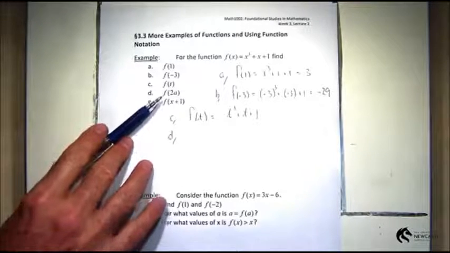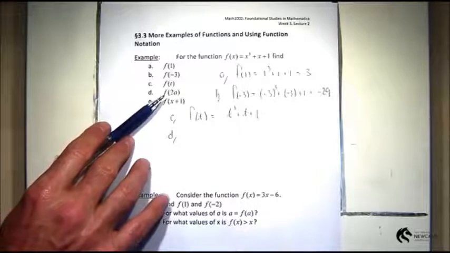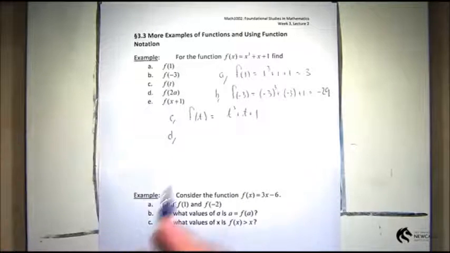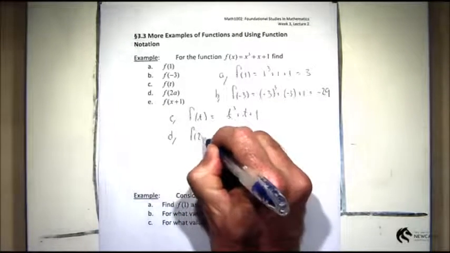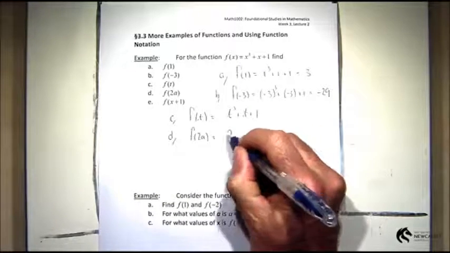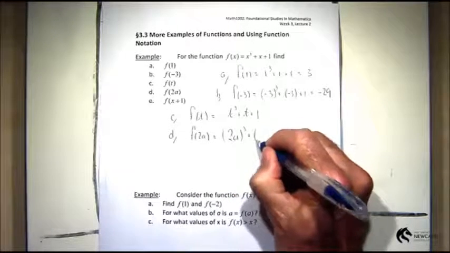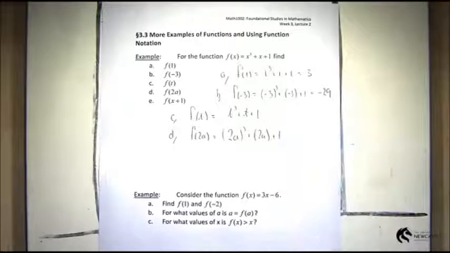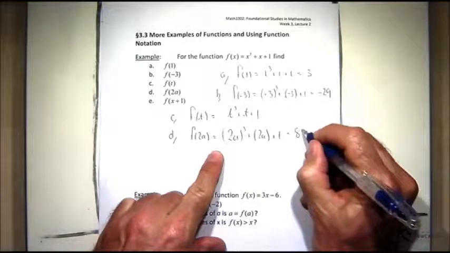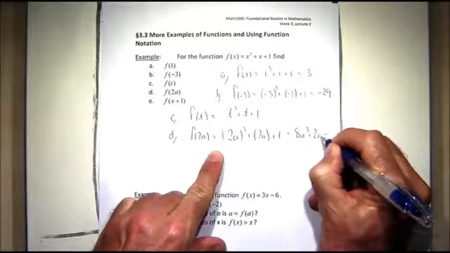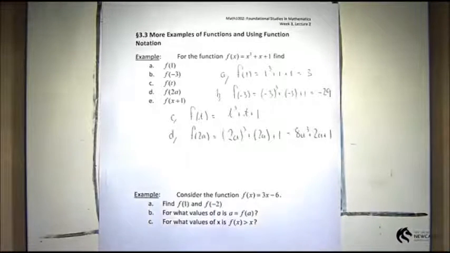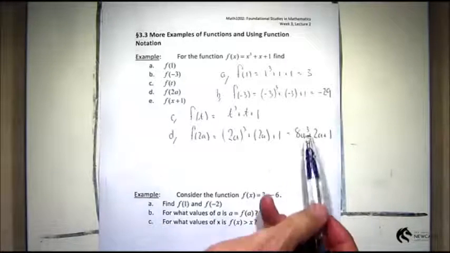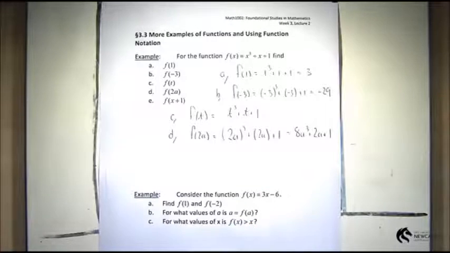What is f(2a)? Well, everywhere I see x, I have to substitute 2a. So f(2a) will be 2a cubed plus 2a plus 1. 2a cubed is 8a cubed, so I have 8a cubed plus 2a plus 1. And so there is a formula in terms of a for f(2a). What use is that? Well, I'll wait till we get to calculus and show you some uses of that.